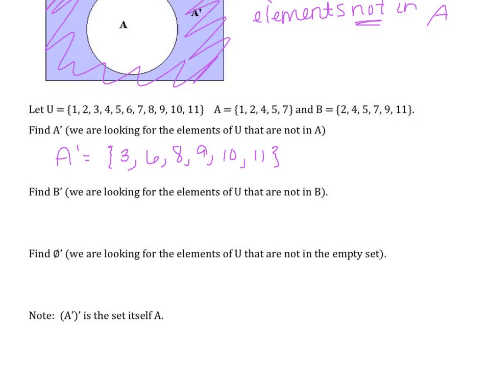Find the complement of B. So we're looking for the elements that are in the universal set, but are not in B. So 1 is in the universal set, but not in B. 2 doesn't work. 3 is in the universal set, but not in B. 4 can't work, 5 can't work. 6 is in the universal set, but not in B. 7 won't work. 8 is in the universal set, but not in B. 9 won't work, but 10 will.